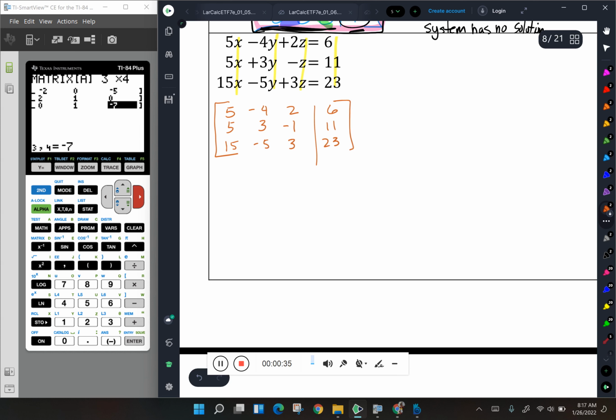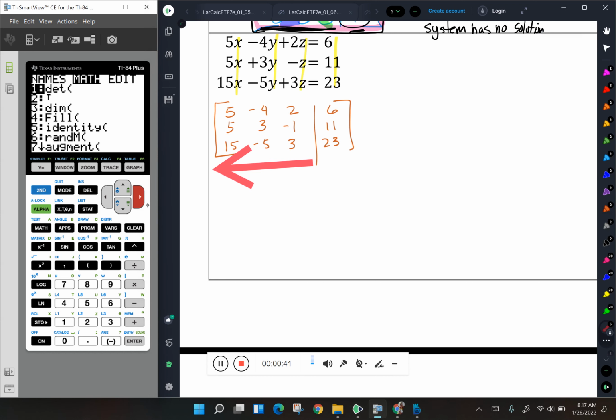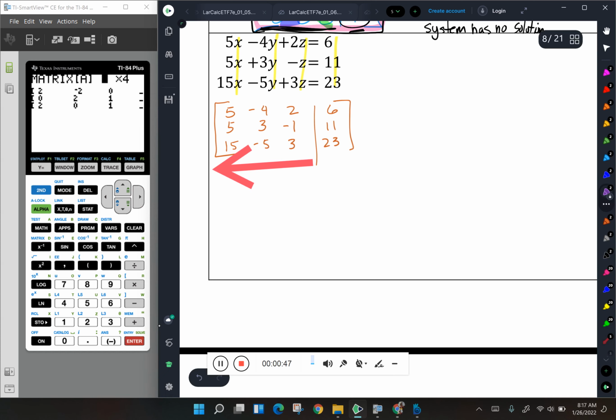Okay. I'm going to put the matrix into my calculator. So back to matrix, over to edit. It's a 3 by 4 again. Remember, the number of rows by the number of columns. So this is a 3 by 4, 3 rows, 4 columns.